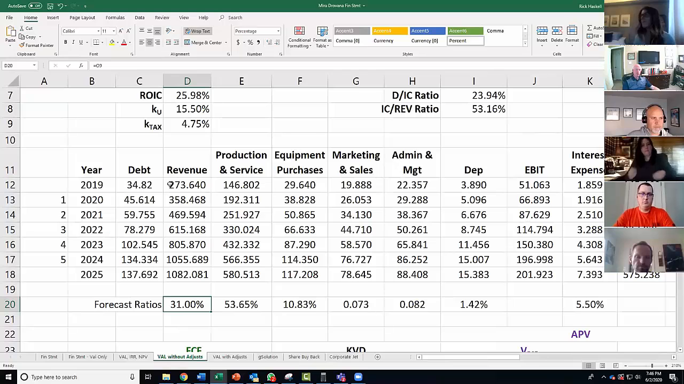We can say that if we believe the growth rate is going to be 31% for every year following 2019 all the way through 2024, that's easy enough. And then in the next year, year 6 or 2025, it's going to slow way down to 2.5%.